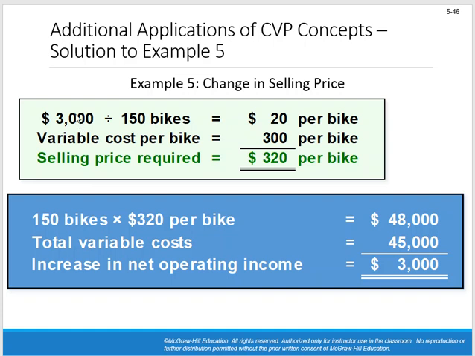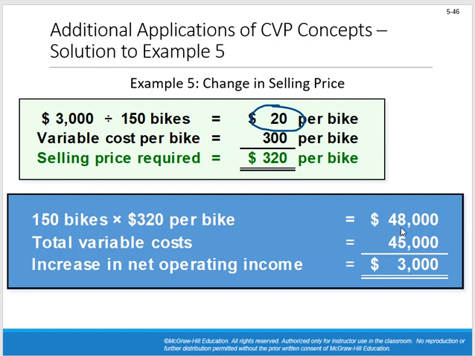So here's how we would solve it. We take the 3,000 divided by 150 bikes. That means we need to make a profit of $20 per bike. Well, to make a profit of $20 per bike, then our selling price has to be $20 over variable, meaning we need a CM per bike of 20. So sales minus variable is going to be our CM per unit. That's the $20 per bike. So working backwards, our selling price required is $320 per bike.